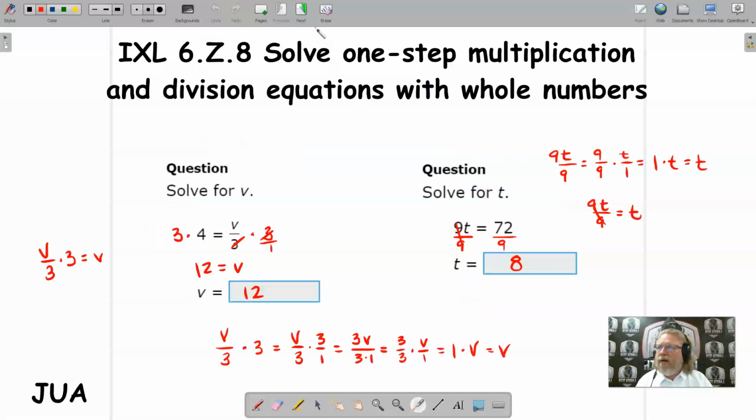Okay, so those are all of my examples for IXL 6.Z.8. Solve one-step multiplication and division equations with whole numbers.